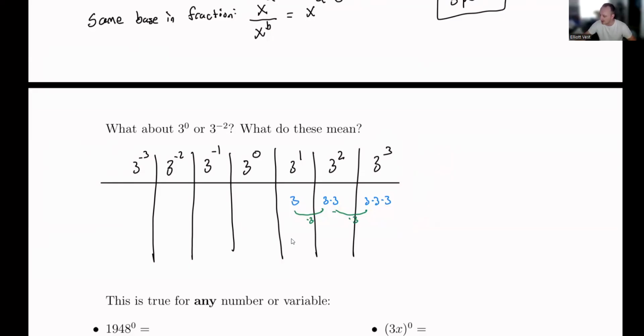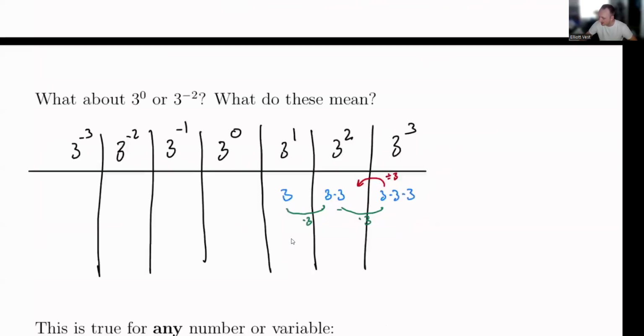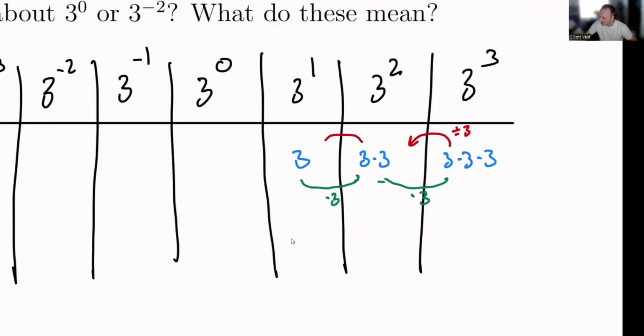What if we start at the end of the table and go backwards? So going from here to here, it's like I got rid of a 3. Or in another way, it's like dividing by 3 here. And then going from here to here, I divided by 3. It's kind of like I took away a 3. So if I continue that pattern left, what happens?